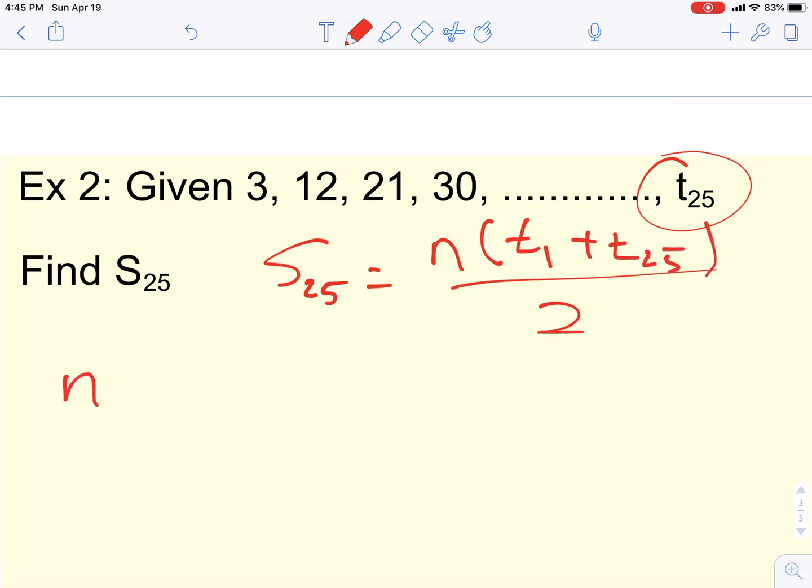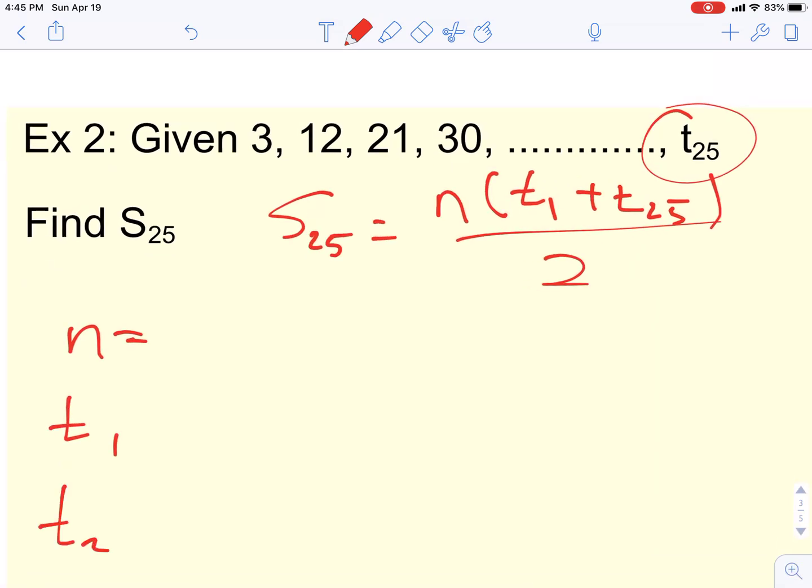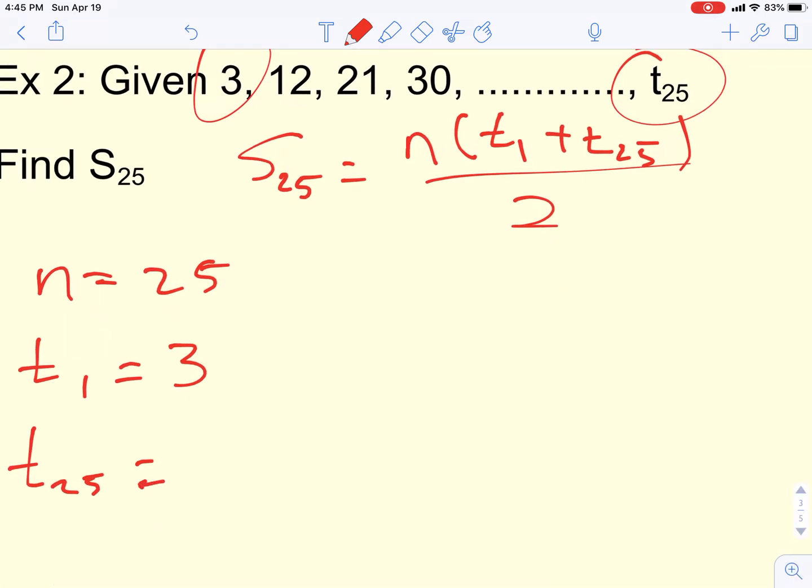So if we make our little note sheet over on the side, figure out what we have and what we need to find out. We know that there are 25 terms. We know the first term was 3. We want to find the 25th term, which we worked on yesterday. That formula that we worked on yesterday: the 25th term is equal to the first term.